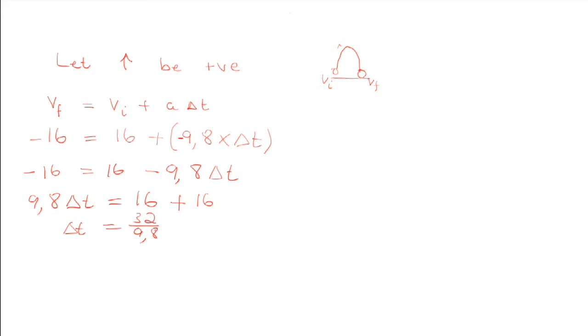And if we have that, what are we going to have? We have 32 divided by 9.8, and you have 3.27 seconds. That's another thing that is important: make sure you always check what you have as your unit. Okay, so this is how you do that.